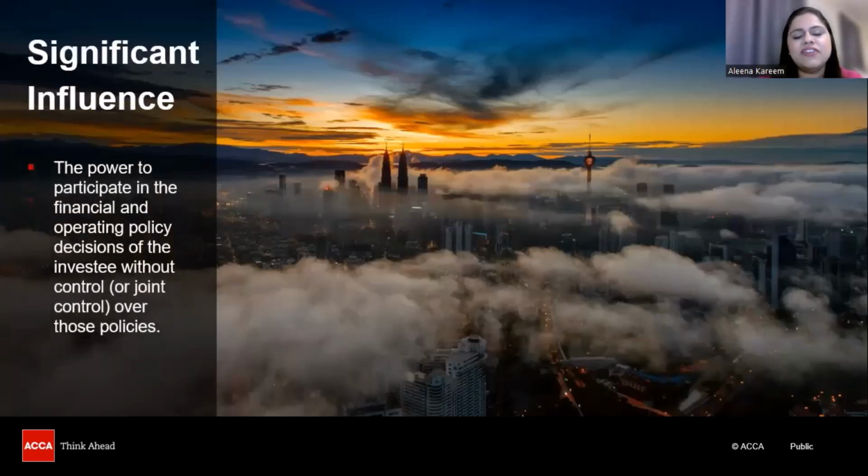In terms of significant influence, we first have to identify what we actually mean by it. The standard says that it is the power to participate in the financial and operating policy decisions of the investee without control or joint control over those policies. So it is where you have the power to participate. Remember, it is not a power to control. It is a power to participate in the financial and operating policy decisions. So the investor is in an important position, which is why that party has a say in the decision making of the investee.